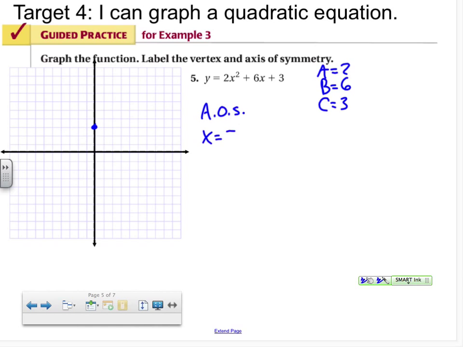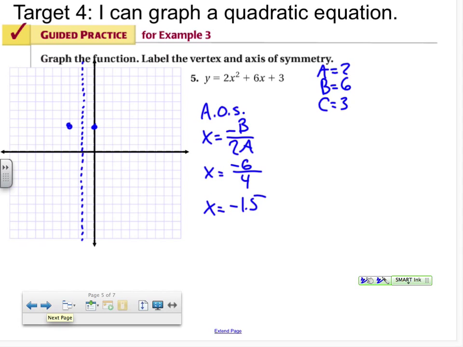Very simple, negative b over 2a. B is 6, we got negative 6. A is 2, so 2 times 2 is 4. So x equals negative 3 halves, which is negative 1.5. So that's my axis of symmetry. All right, reflect, we have another point right there.